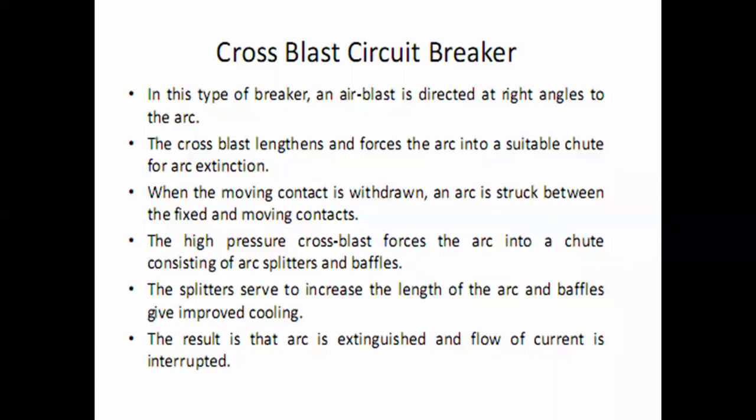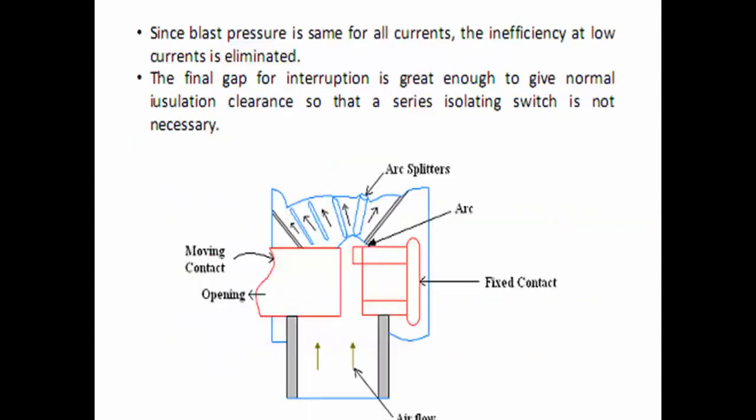The same thing will happen when the high blast air is passed perpendicular to the direction of the length of the arc. It will split the arc into a number of ways. With this, the length of the arc increases, which means the resistance of the arc also increases. With the increase in the resistance, the arcing current can reduce, and hence your arc will be extinguished within the minimum possible shortest time. It will also help to improve the cooling process. So this is the process that happens in a cross blast circuit breaker.